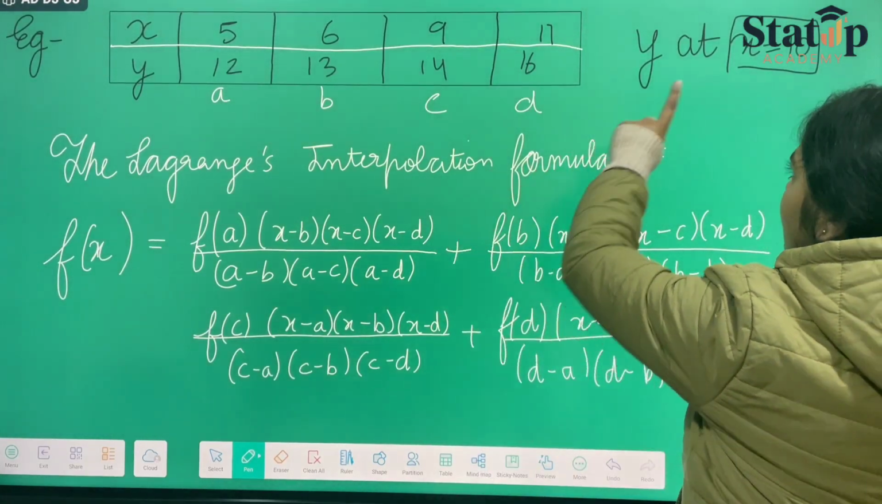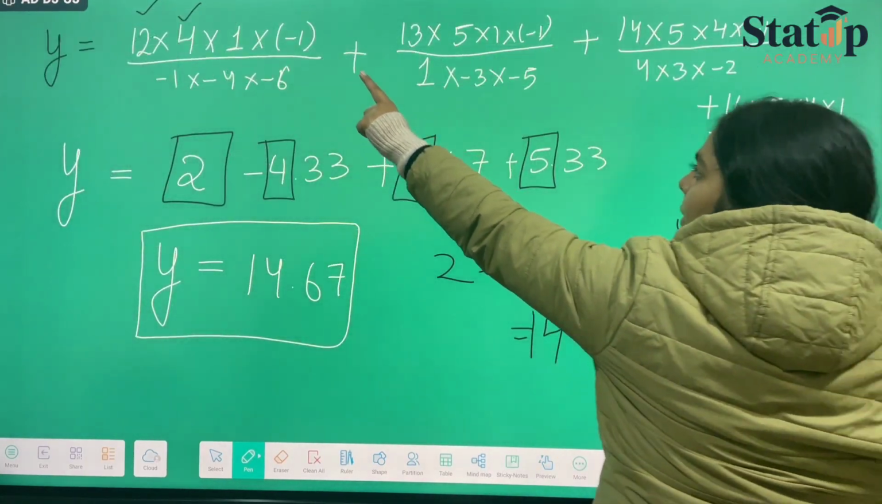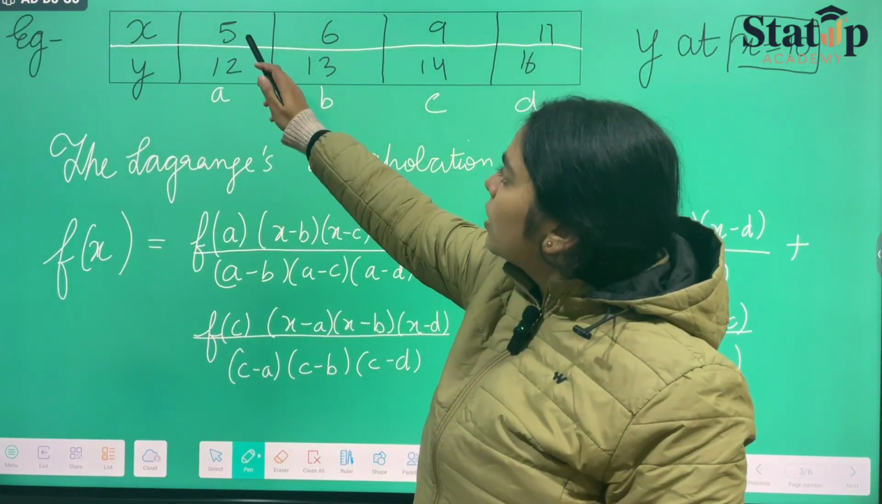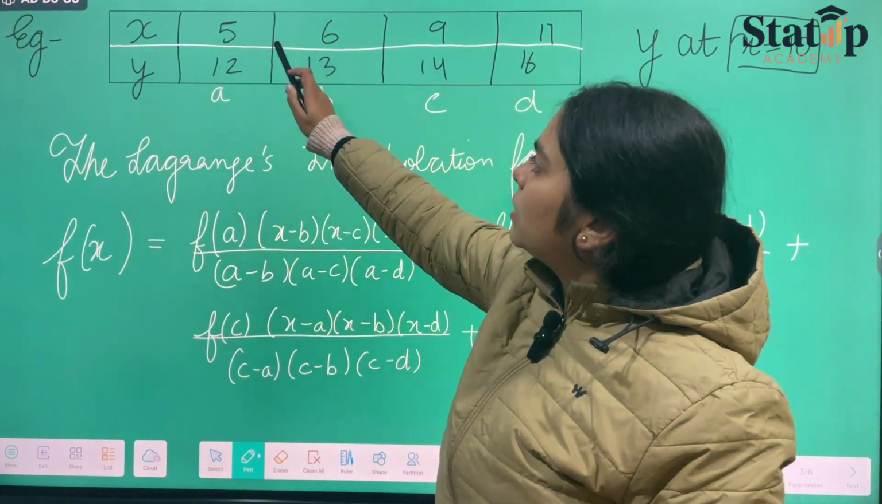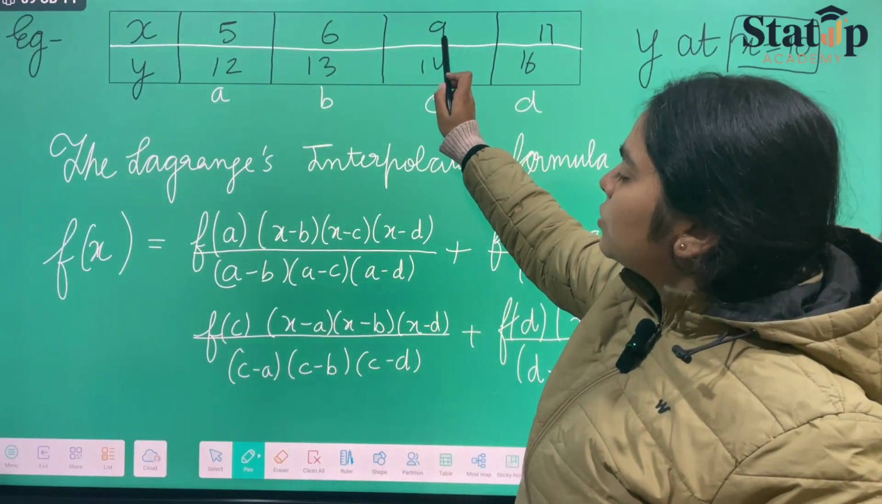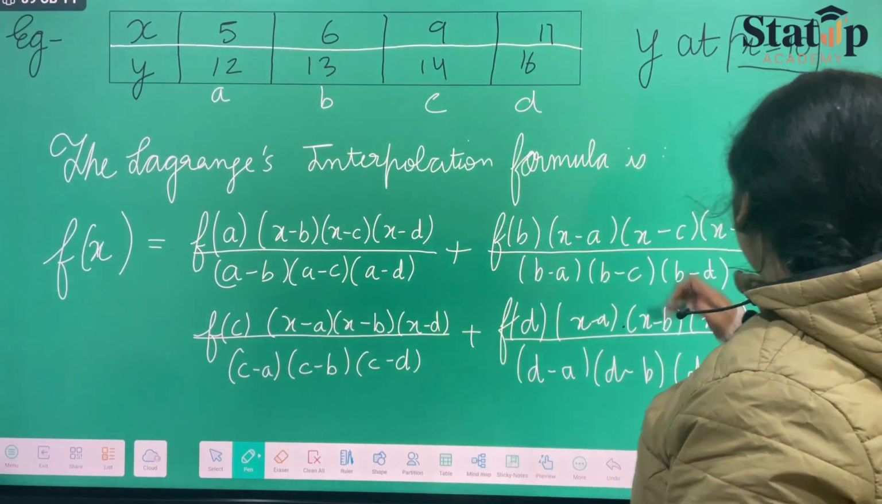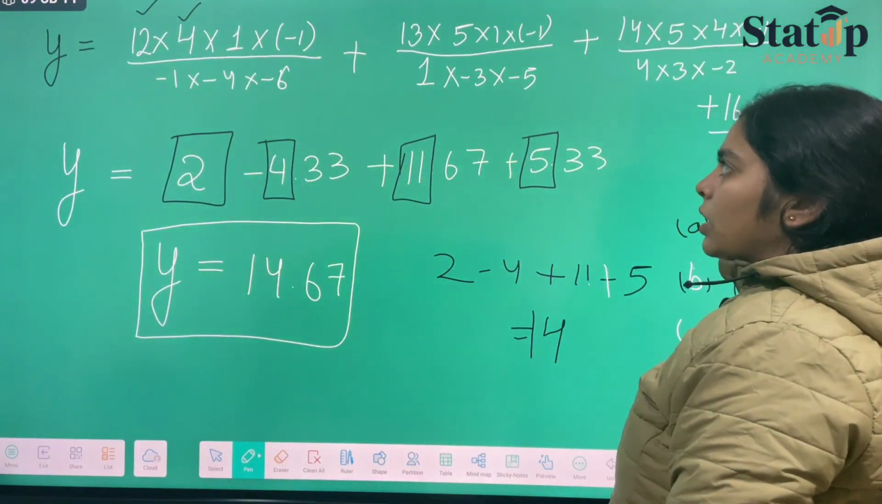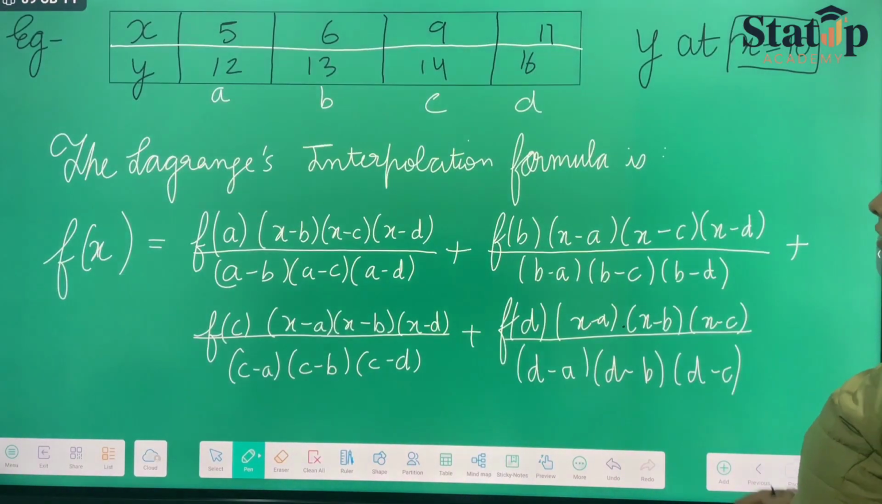And x minus d, 10 minus 11 will be minus 1. Upon, here a is 5. 5 minus 6 will be minus 1, 5 minus 9 will be minus 4, and 5 minus 11 will be minus 6. Minus 1, minus 4, minus 6. Okay. Similarly, we'll do for this FB, FC and FD.